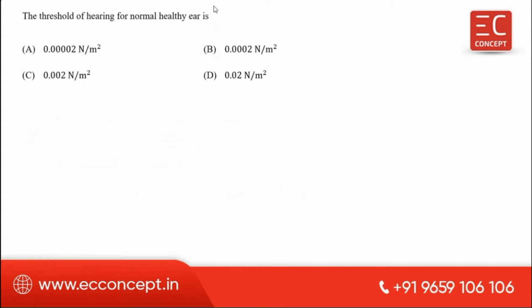Next one. The threshold of hearing of normal healthy ear is very, very important. So actual value is 20 micropascal. What is 20 micropascal? We can write 20 into 10 raised to minus 6 Pascal, Newton per meter square. So if you simplify this, then 0.00002. So the answer for this question is this one. Newton per meter square.